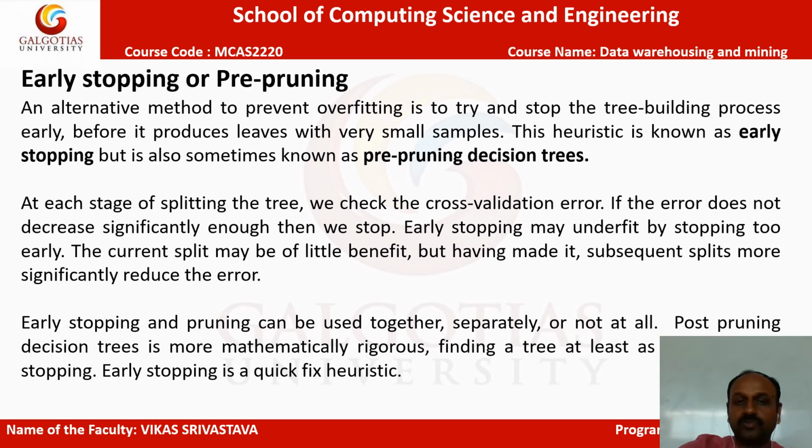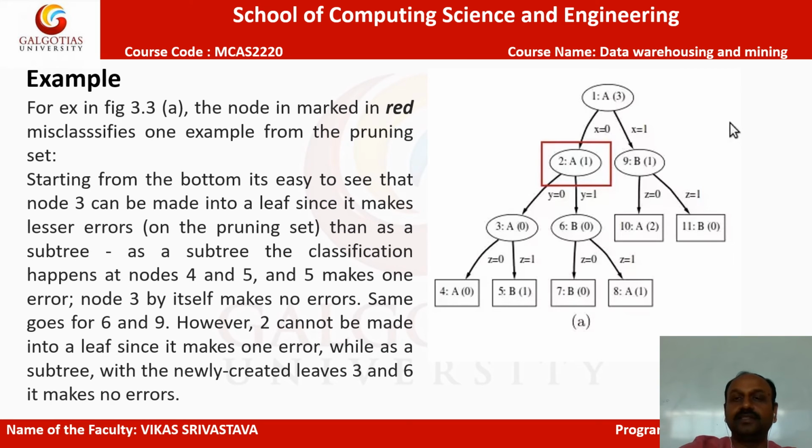But the post pruning decision tree is more mathematically rigorous, because you need to load the entire tree, then you need to identify each and every stage level. So sometimes it is cumbersome to go for the calculation part. This is an example in which you can understand that the node is marked in red as misclassified. Here you have a root, you have a decision, again you have a decision at level 2, then you have branches, which you can say are the leaves.